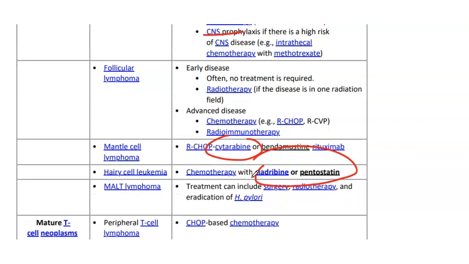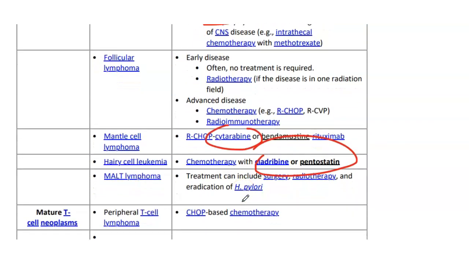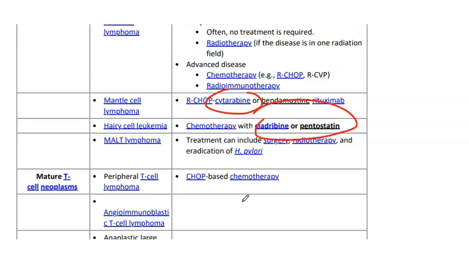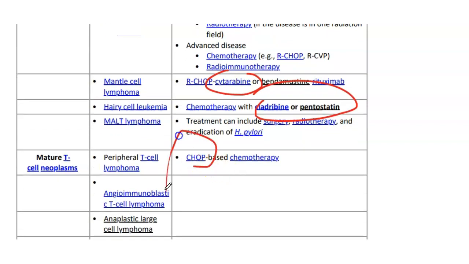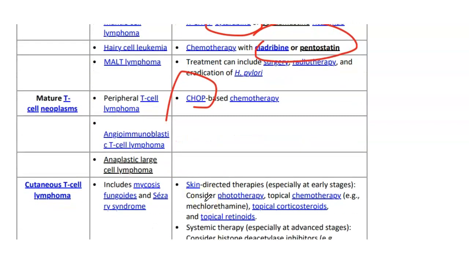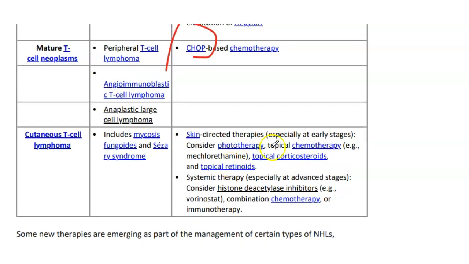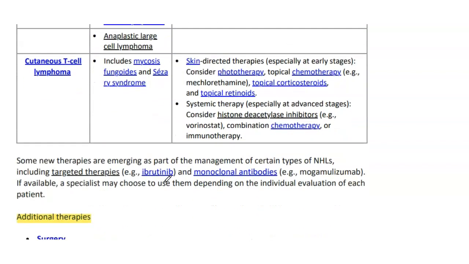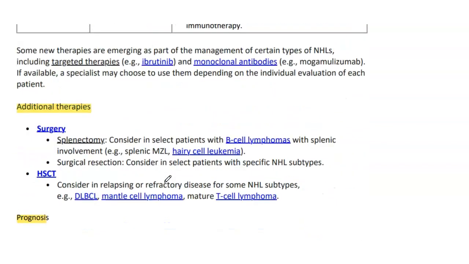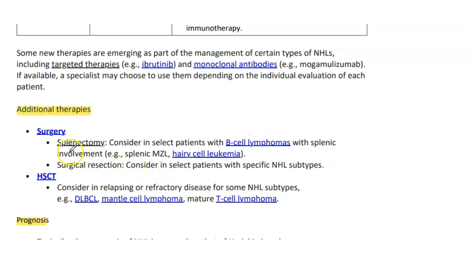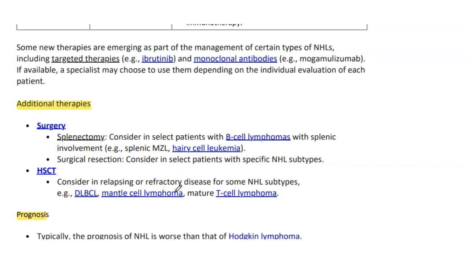MALT lymphoma: usually eradication of H. pylori, surgery or radiation. And for peripheral T-cell lymphoma, CHOP-based chemotherapy. Cutaneous T-cell lymphoma: skin-directed therapy like phototherapy, topical chemo, topical steroids, and topical retinoids. Additional therapies: hematopoietic stem cell transplantation and surgery like splenectomy can be considered in some.